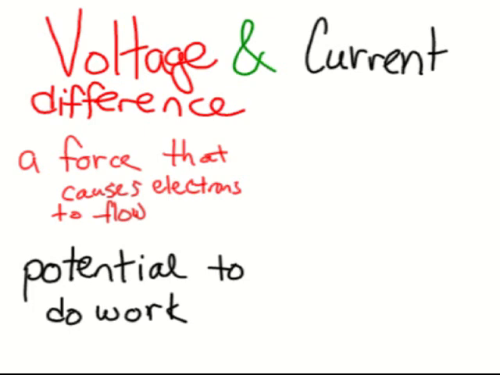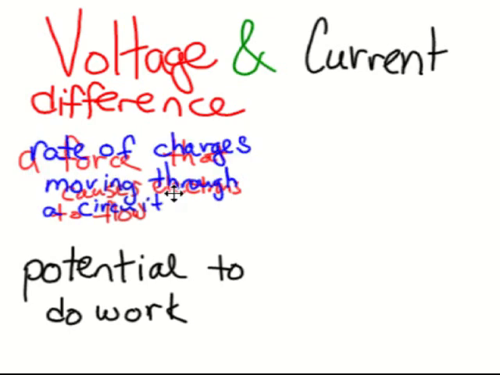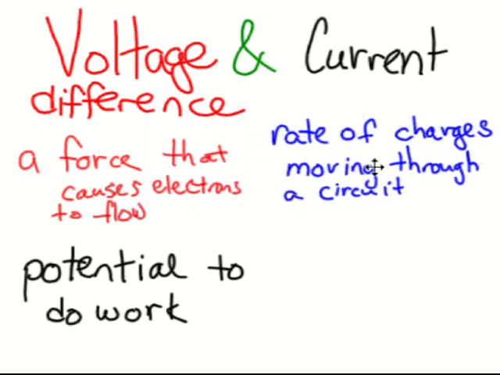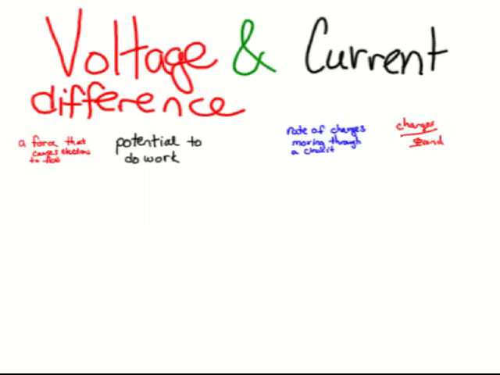Compared to voltage, current is actually a rate. So it's the rate of charges that are moving through a circuit. In our circuits, those are the electrons moving through that circuit. And we can sort of consider it as charges per second as a way of thinking about the numbers we get for current. So what does this all mean? Well, let's break this down a little bit.